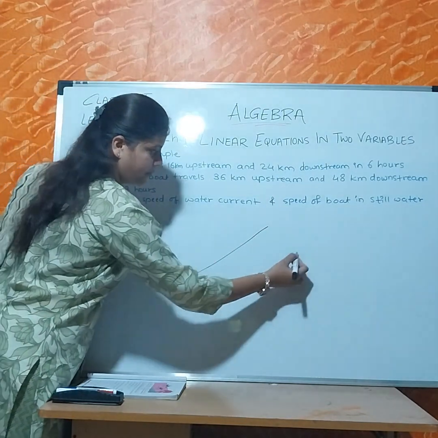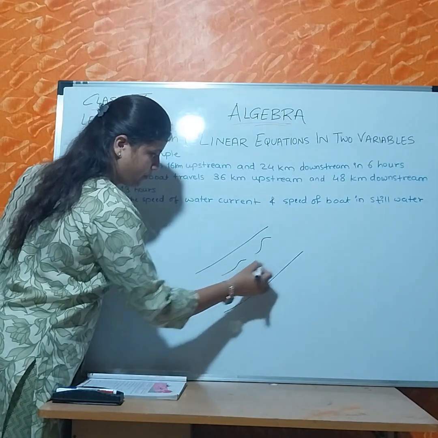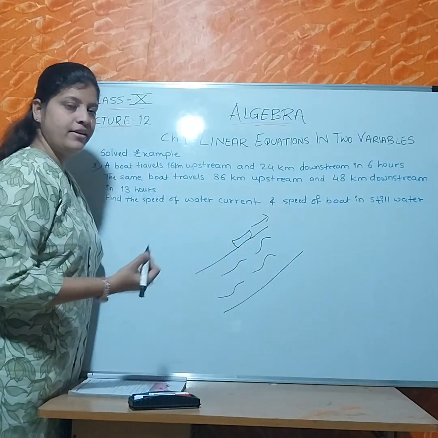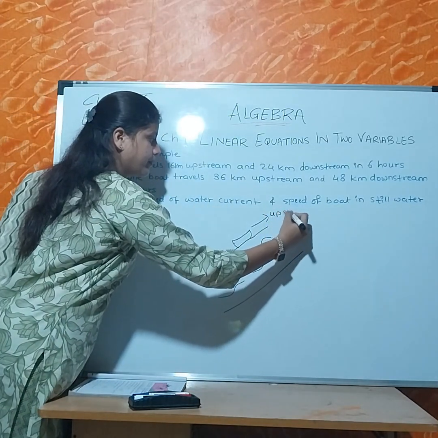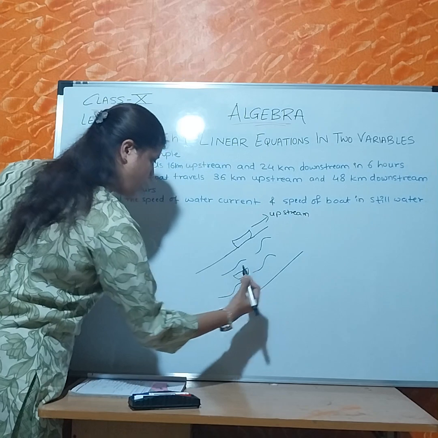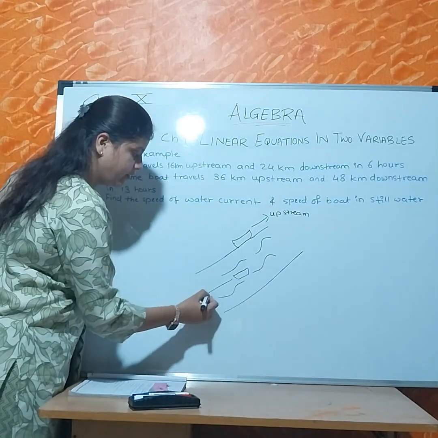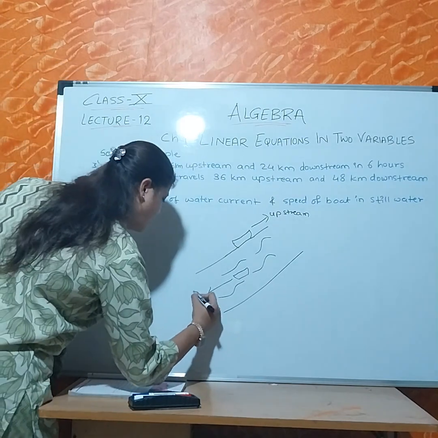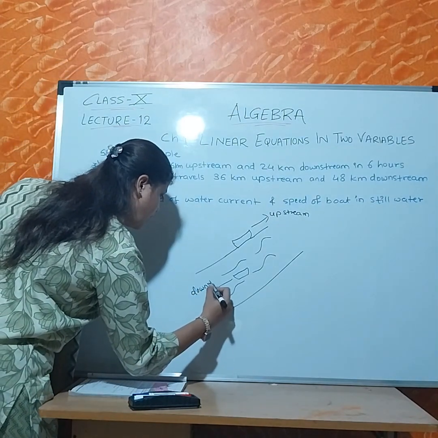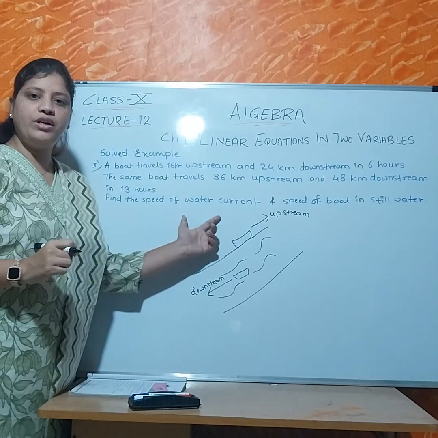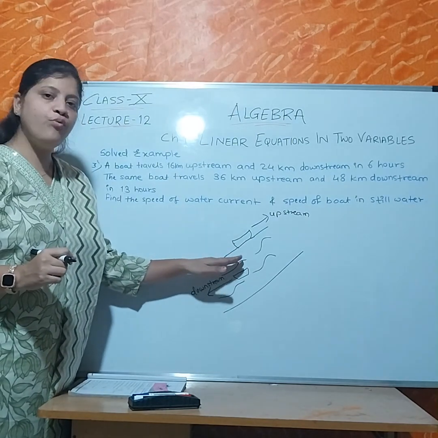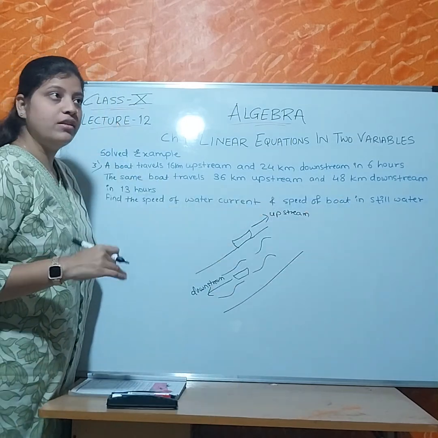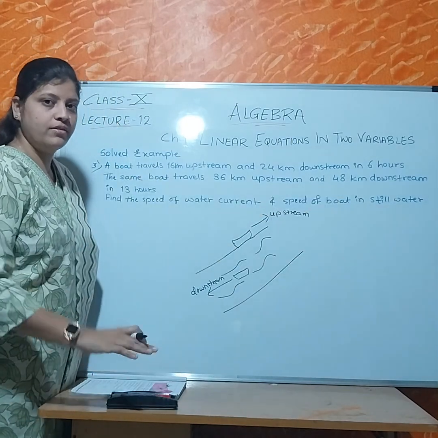Suppose now see, this boat is moving upside, that means upstream. And if the boat is moving downside, it is called downstream. Speed of water current means what? The speed of water in this river, and the speed of boat in still water means the water in a lake which is still.